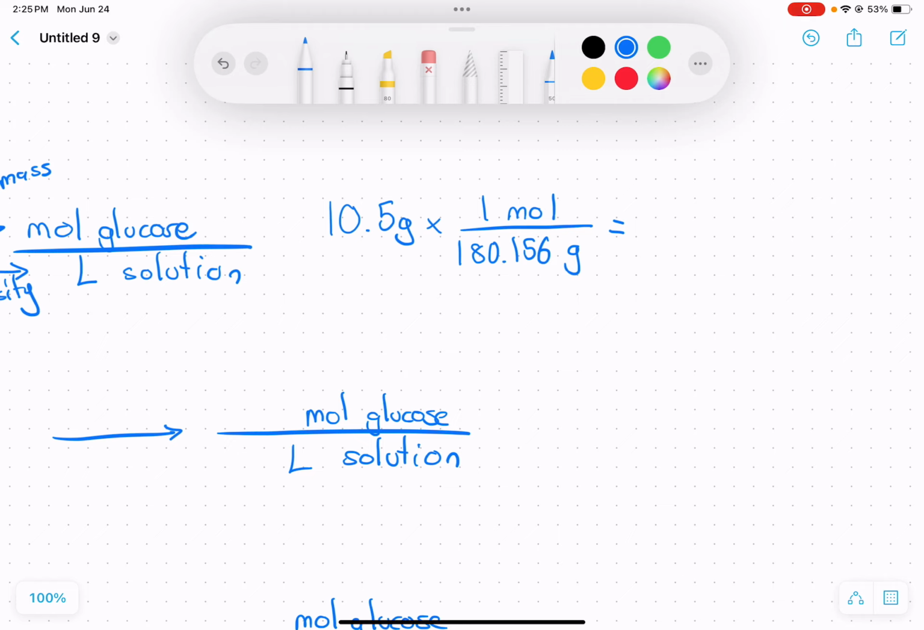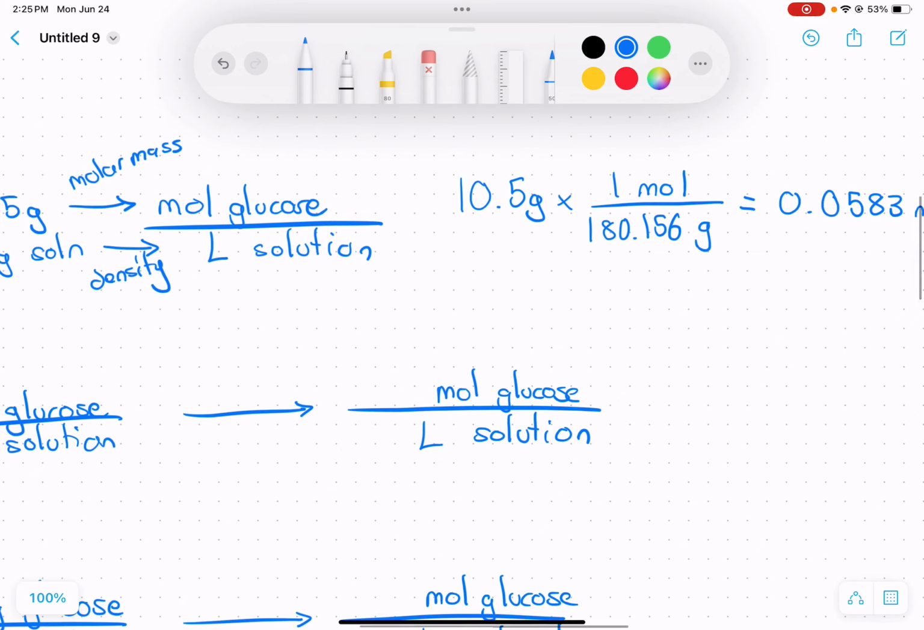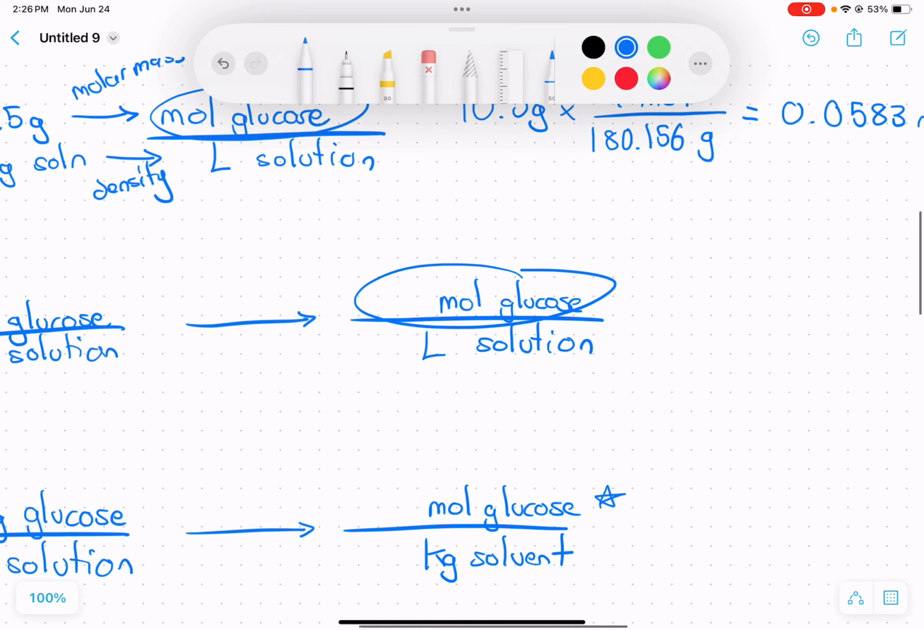10.5 divided by 180.156. So this is 0.0583 moles. So that's our numerator in both of these problems now, both in the molarity and in the molality. Oh, yeah, molality is the one down here, but it's going to be the numerator in both of those.